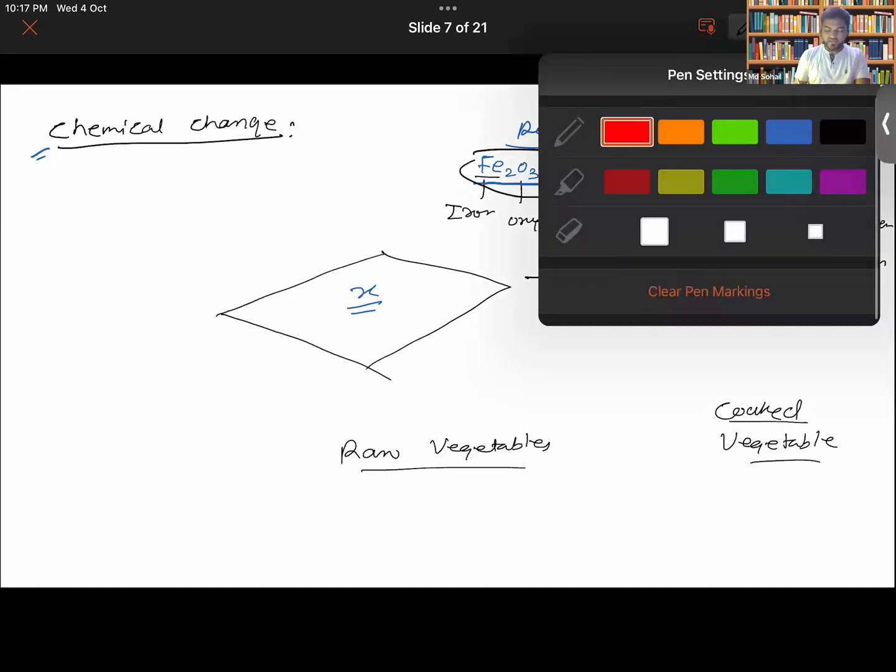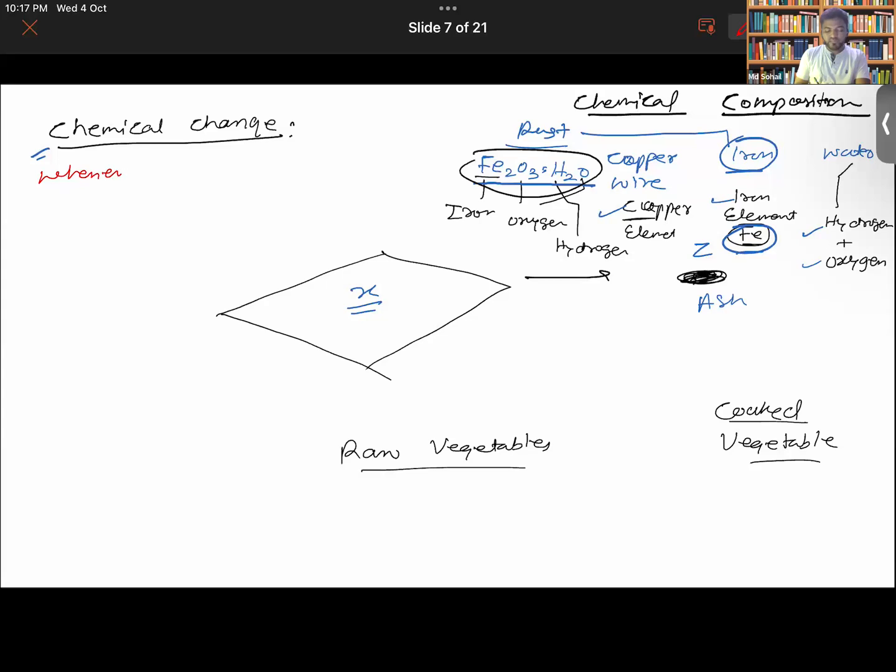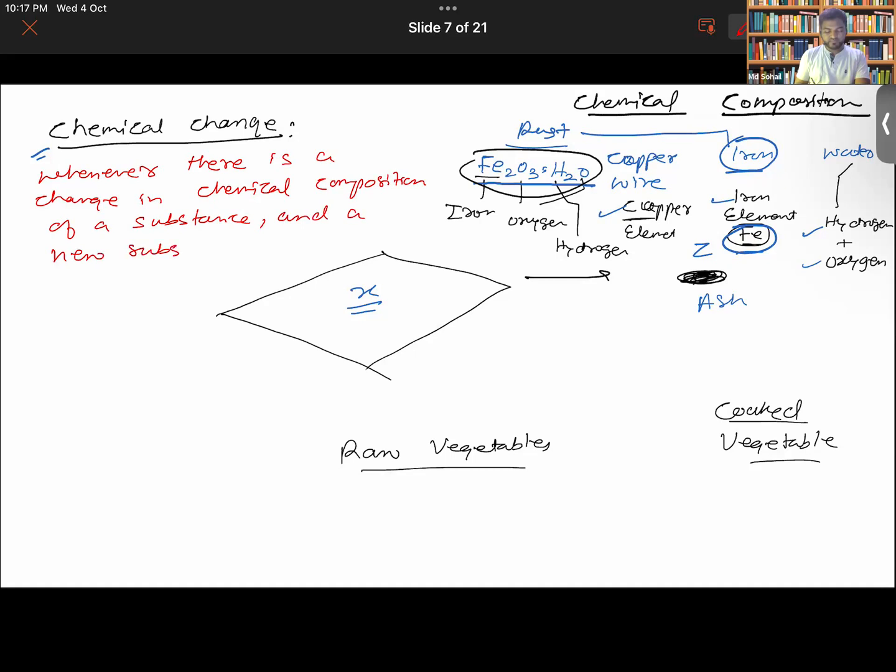So the definition of chemical change is basically: whenever there is a change in chemical composition of a substance, and a new substance is formed, then a chemical change has occurred. Note down this.